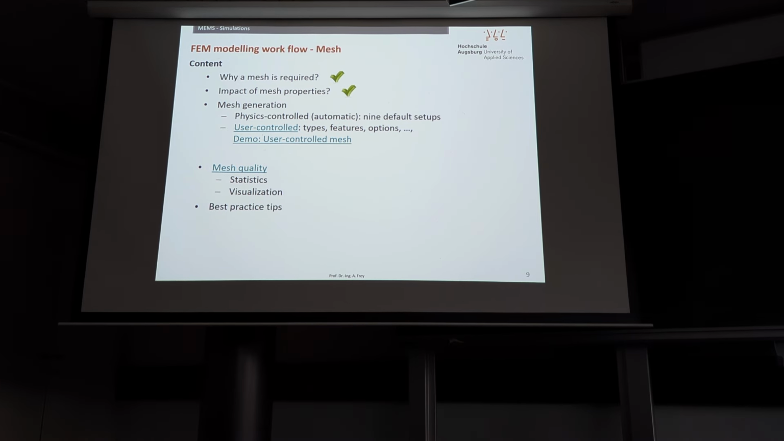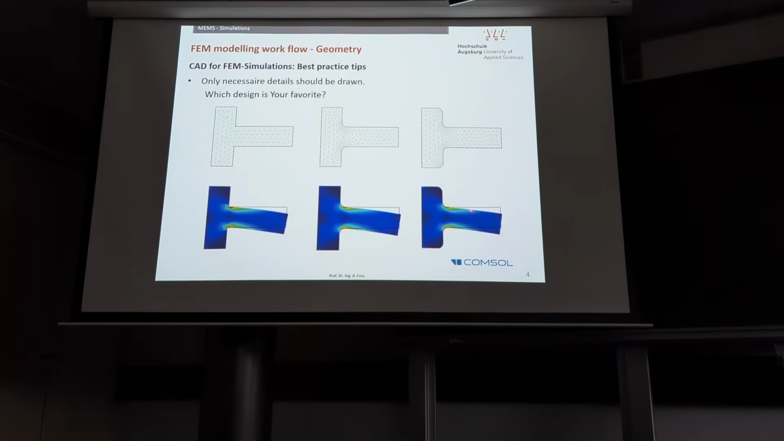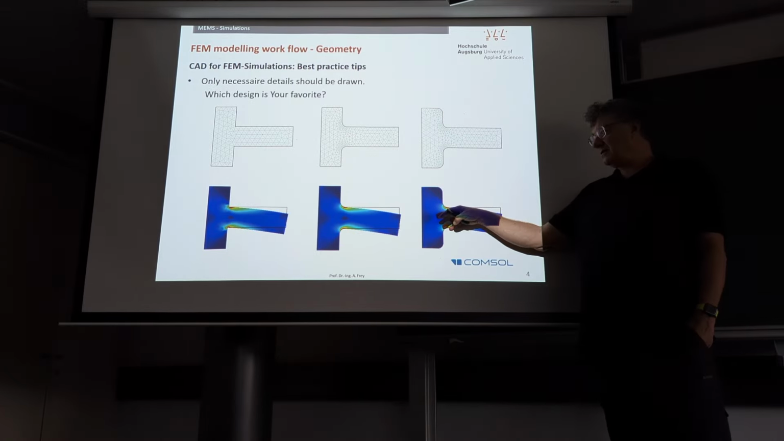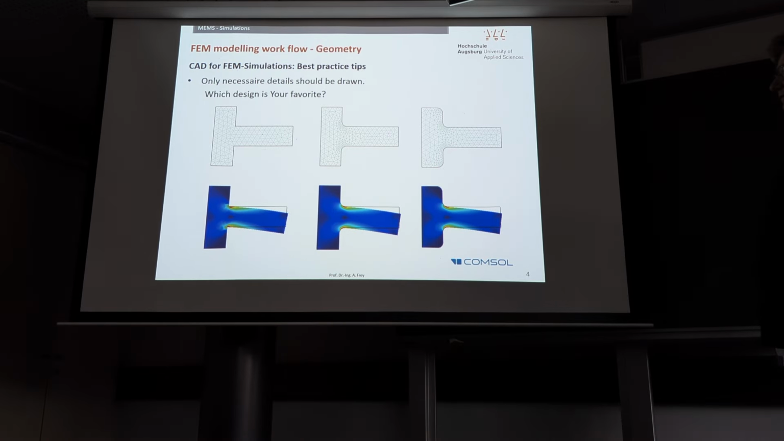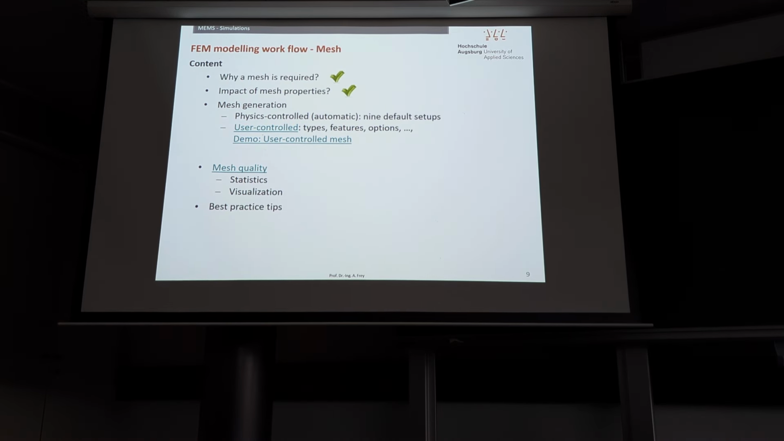It's not optimized, but at least you have something to start with. For example, to get an intuition what are important regions you should take care of, even if the solution is not 100%. With this information, you can go back and improve the mesh. So that is what is done with physics-controlled automatic mesh generation.